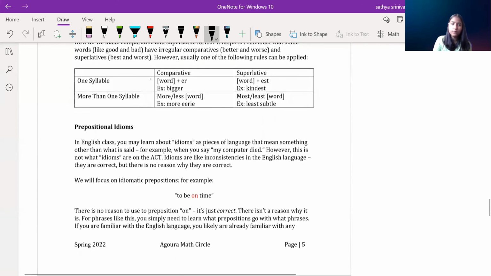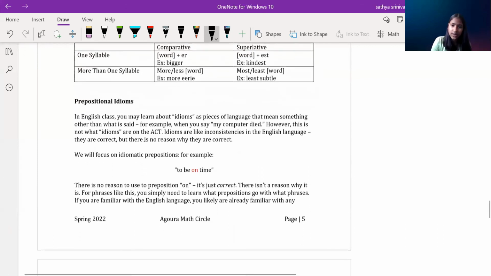So for comparatives, if it's a one syllable word like big, you would say bigger. But if it's more than one syllable like eerie, you wouldn't say eerier, right? You would say more eerie or less eerie. Same thing for superlatives. If it's one syllable, you can say kindest. But if it's more than one syllable, like subtle, you wouldn't say subtlest, right? You'd say least subtle. Okay.